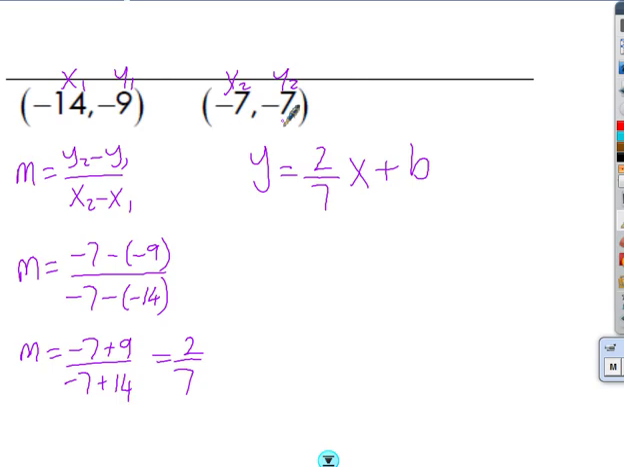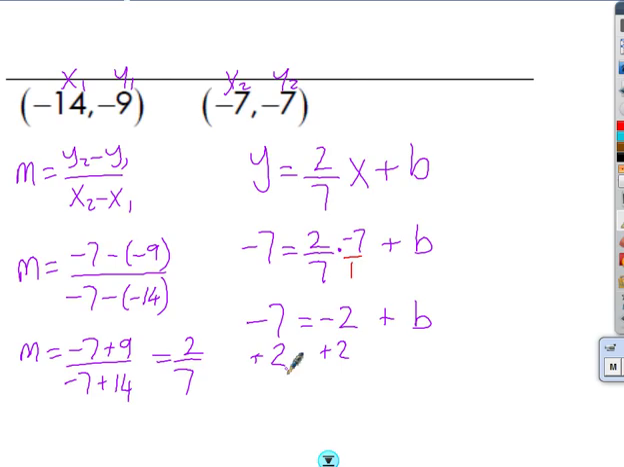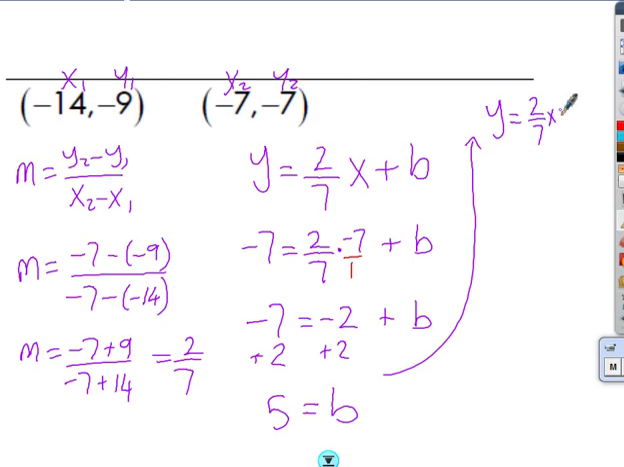I'm going to choose 7 and negative 7. When y is negative 7, x must have been also negative 7. We will do a multiplication and simplification here. We will have negative 7 is equal to negative 2 plus b. Add 2 to each side. 5 is equal to b. Now I can write my equation. Y is equal to 2 over 7x plus 5.